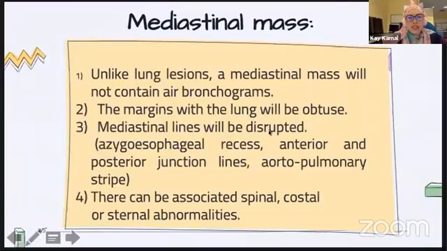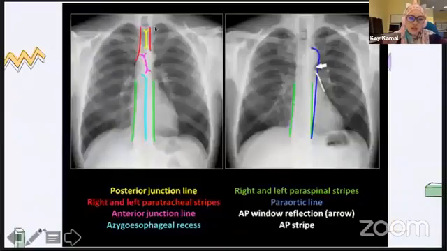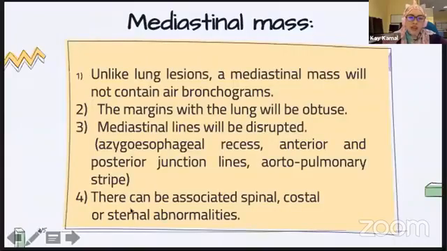So mediastinal masses, unlike lung lesions, do not have air bronchograms. If you find a mass with air bronchograms, it most likely must be from the lungs, because it means that the lung has consolidated, but still there are airways from the bronchus passing through. And the margin will be obtuse. I'll show you later what it means. And the mediastinal lines will be obliterated, like the one I showed just now. And they can be associated with spinal, costal, or sternal abnormalities, so we have to have a look at it to see if there is any adjacent bone erosion.